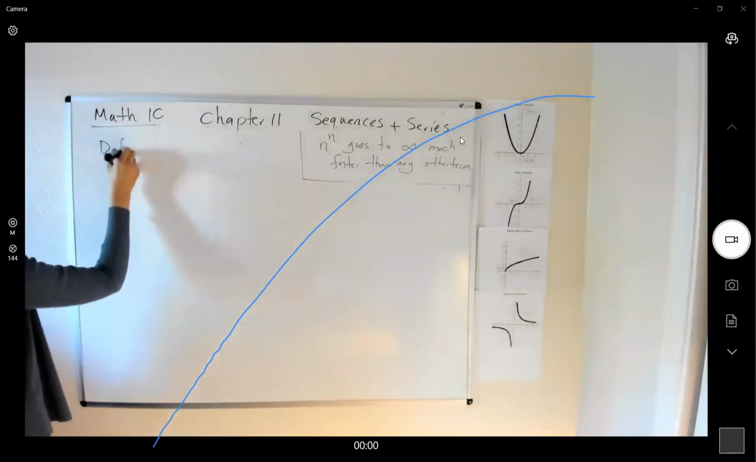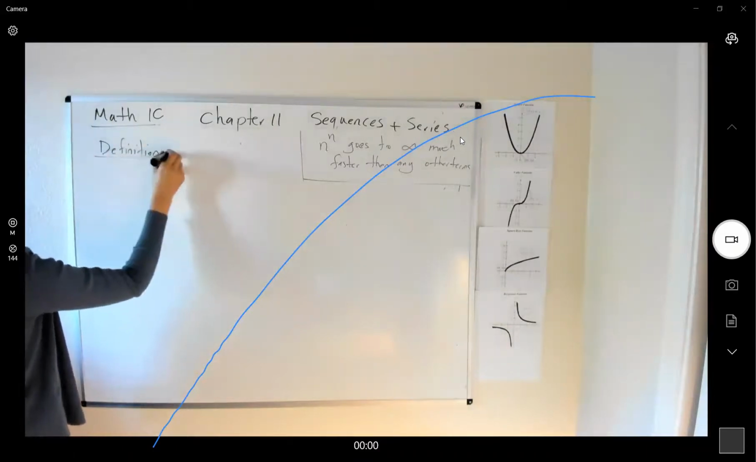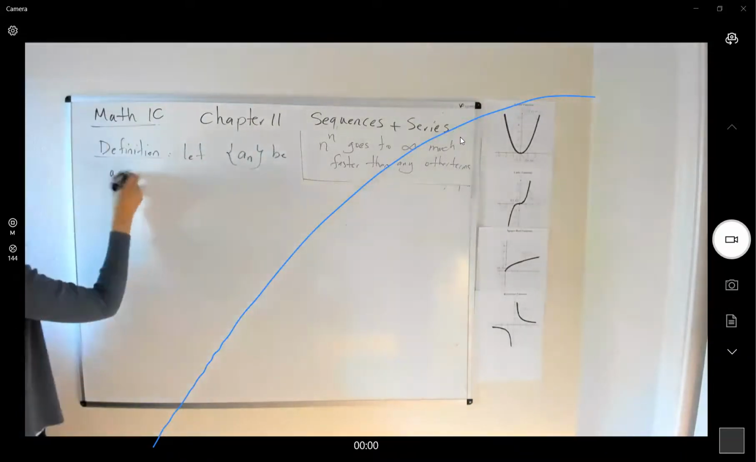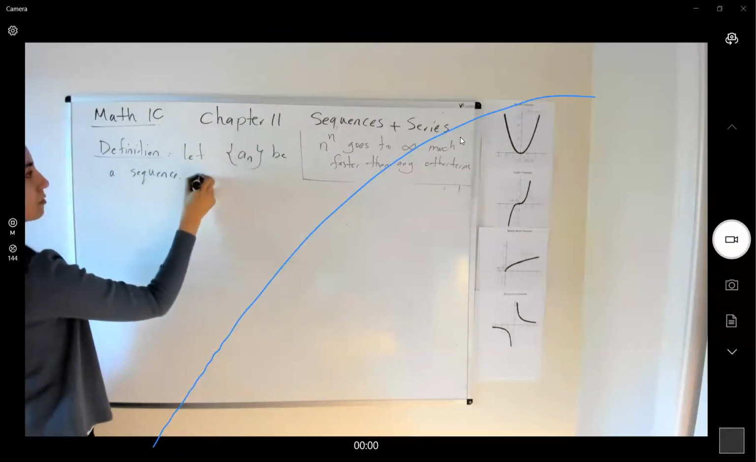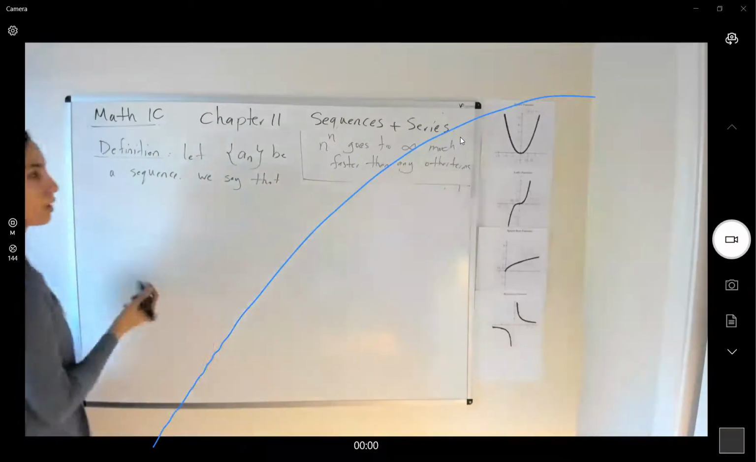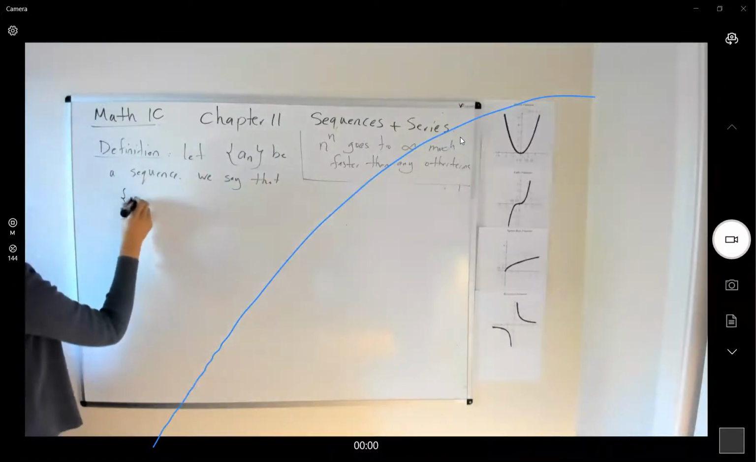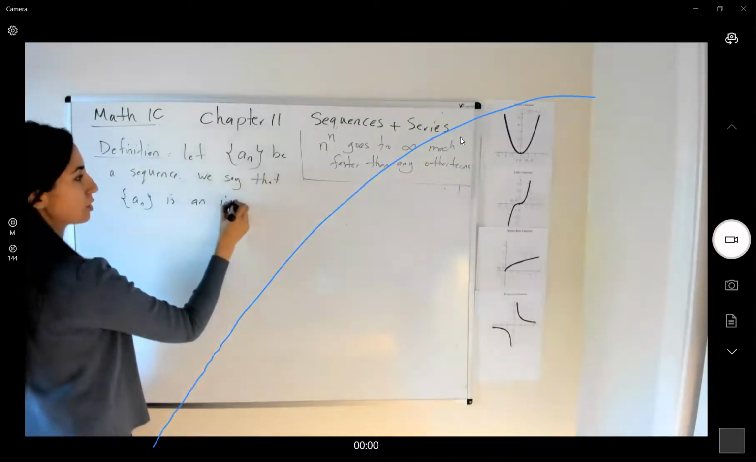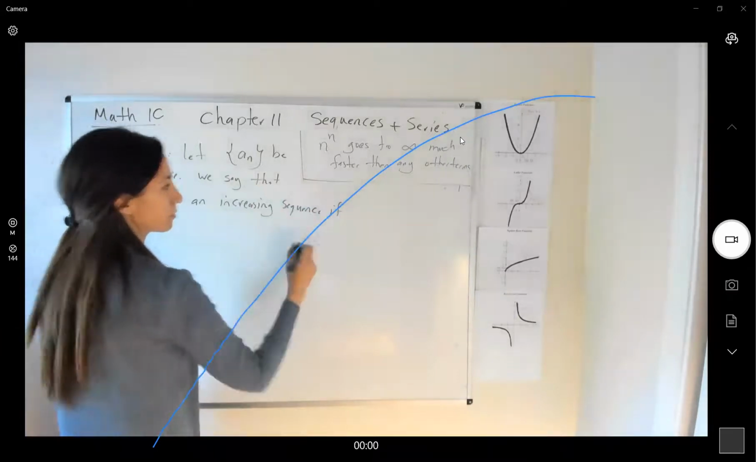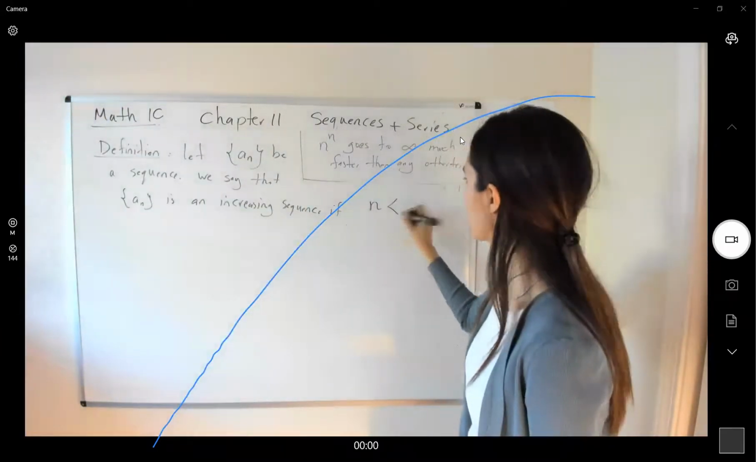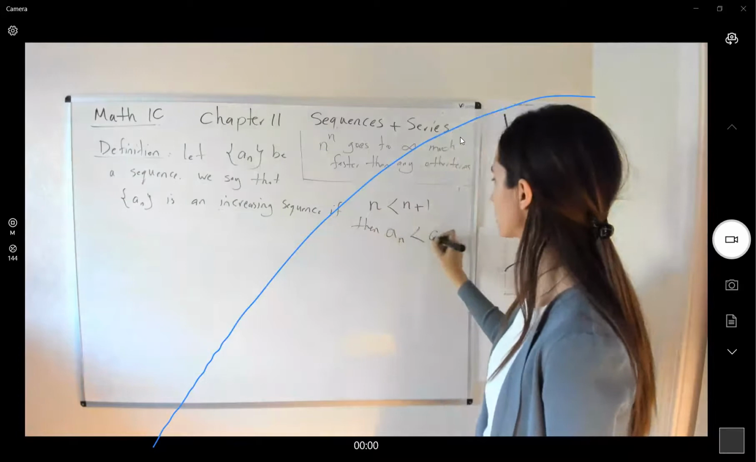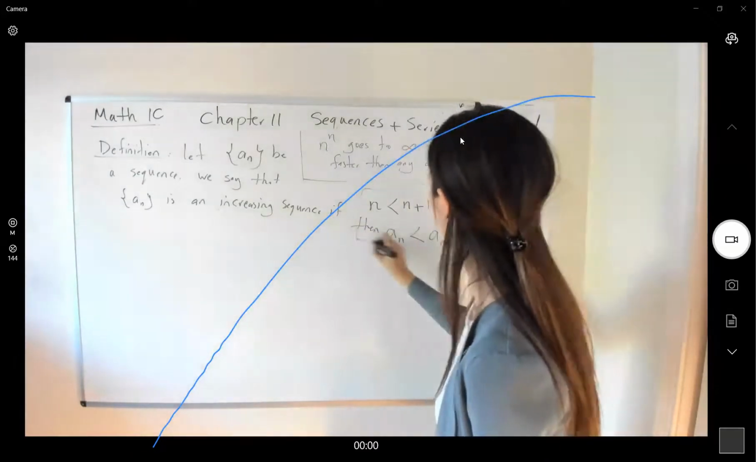Definition. Let a sub n be a sequence. We say that a sub n is an increasing sequence, is an increasing function, if n less than n plus 1 implies a sub n is less than a sub n plus 1.